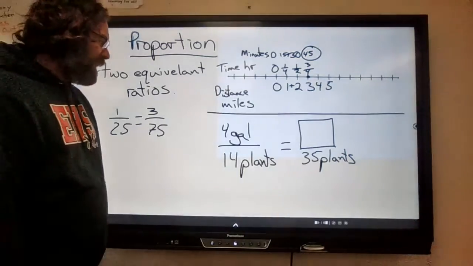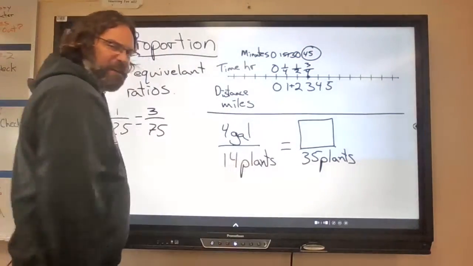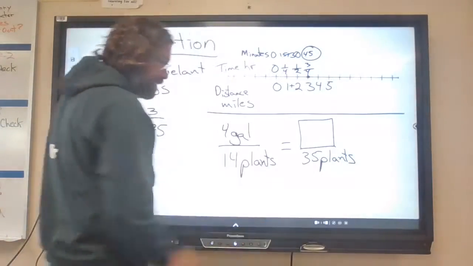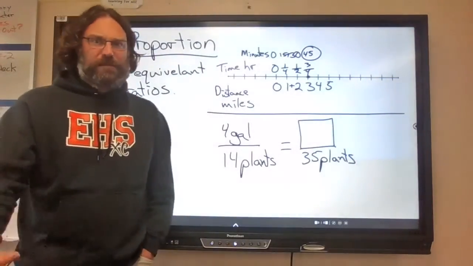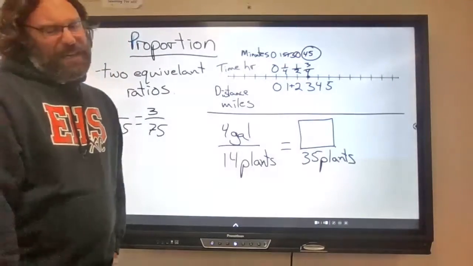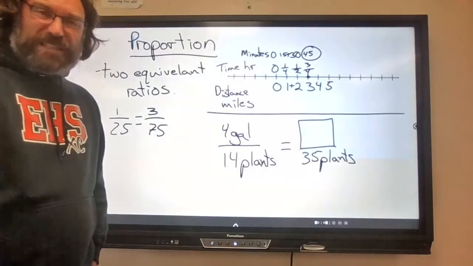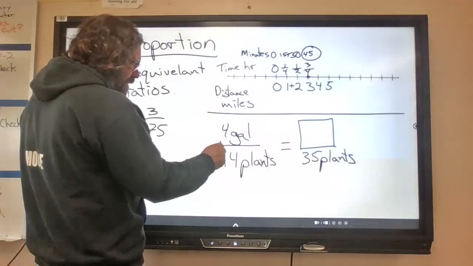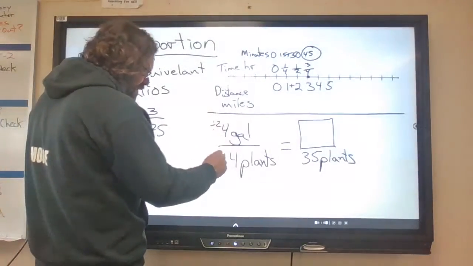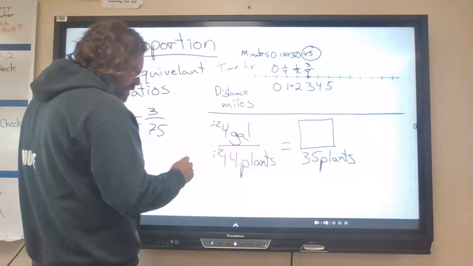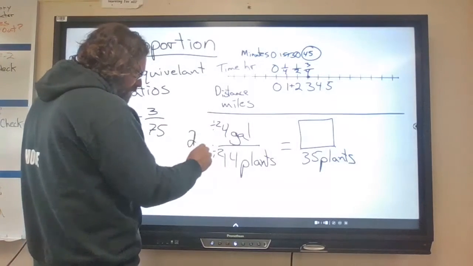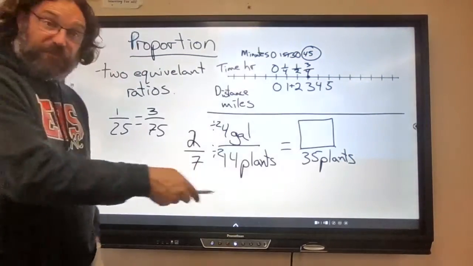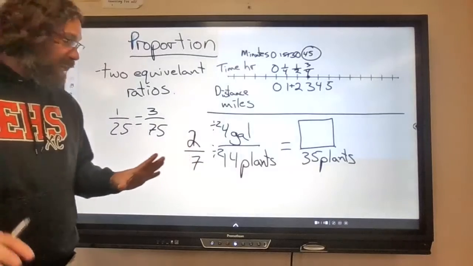Okay? Now, I know I'm going to have more gallons, but I don't know what a multiplier is. And then I look at 14 to 35 and I'm like, it just doesn't make sense. But then I look at this right here and I go, wait a minute. If I divide this by 2 and divide this by 2, it gives me 2 to 7. 2 gallons to 7 plants. Hey, that matches up. I can use that.